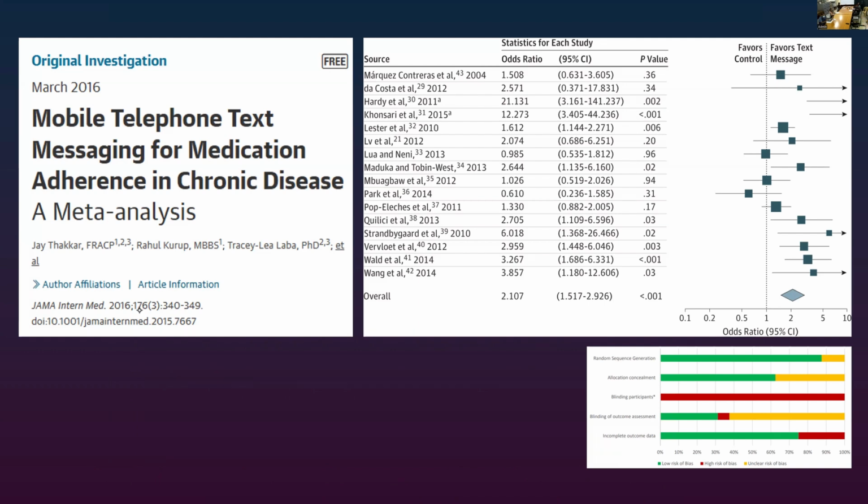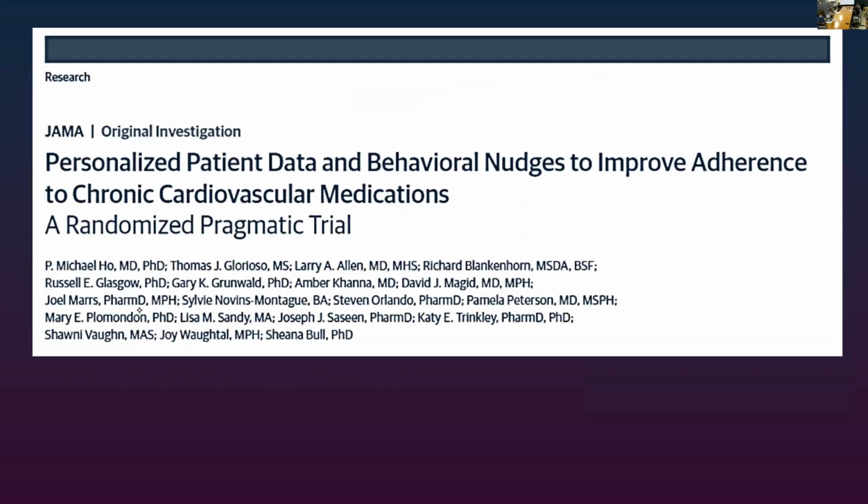Your team shows you this meta-analysis from 2016, which has been widely publicized. It shows that patients who are given a text message reminder have better compliance. But being an astute clinician, you realize that most of the trials are low quality, have very small sample sizes, and a very short follow-up. So you decide to do a PubMed search and you find this article, published in JAMA last week. It is on personalized patient data and behavioral nudges to improve adherence to chronic cardiovascular medications.